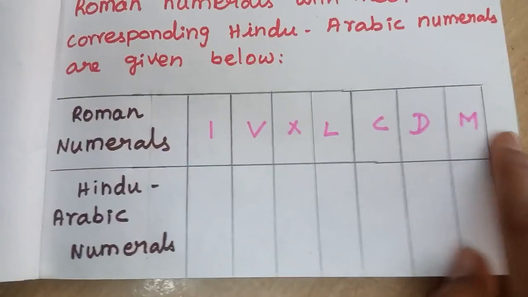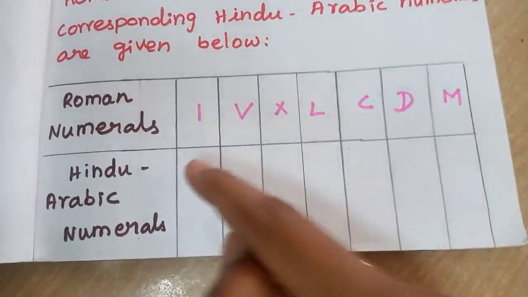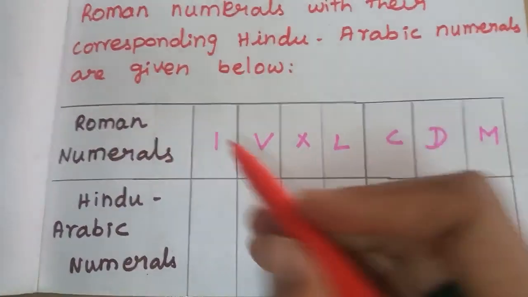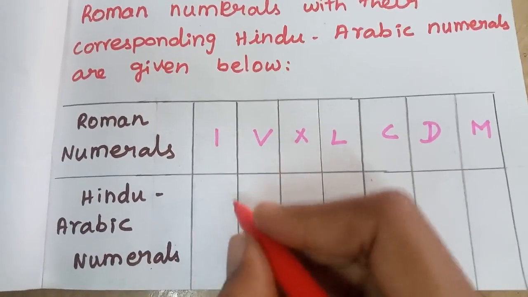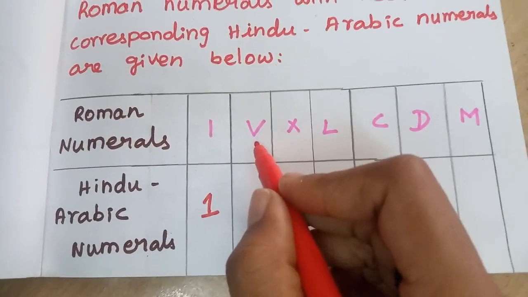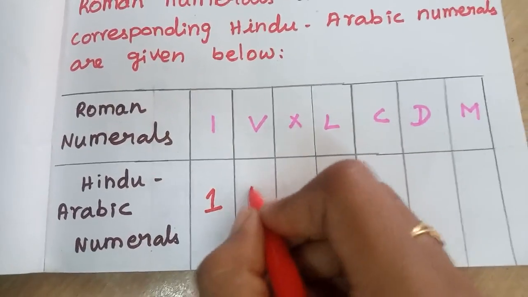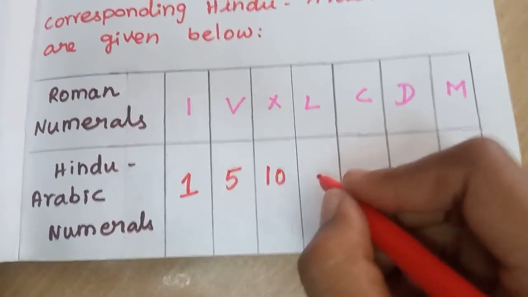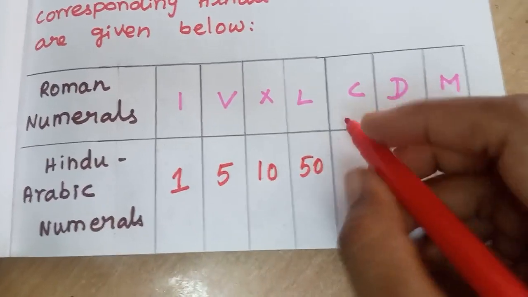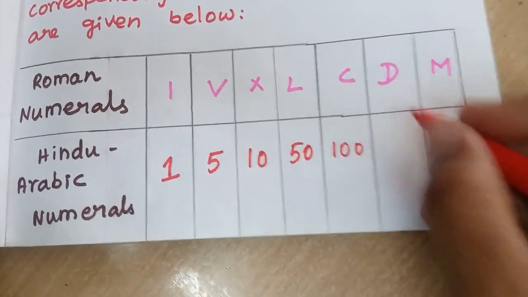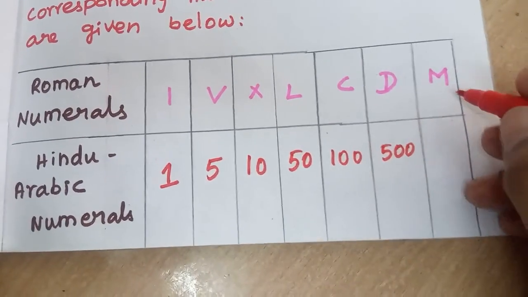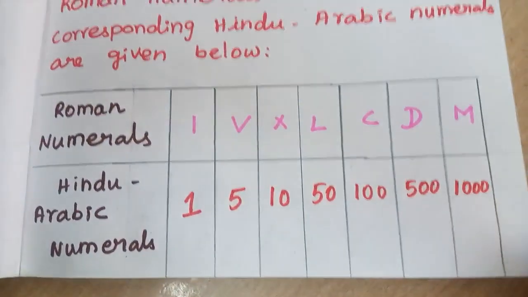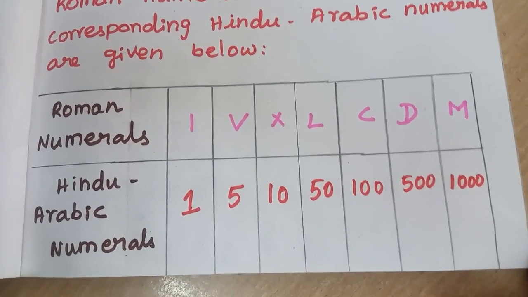So the first row is the Roman numerals. Now I am going to write the number for the symbols. First is I. I denotes 1. V represents 5. X represents 10. L represents 50. C represents 100. D represents 500. M represents 1000. So this is the table. You have to learn this thoroughly. Shall we start the next one?